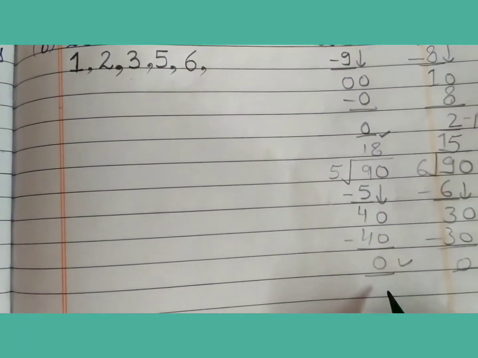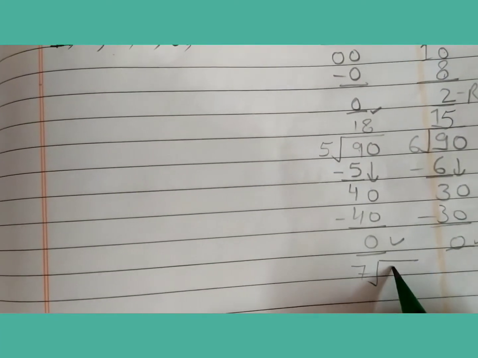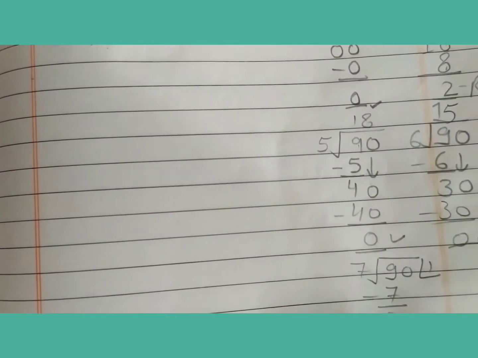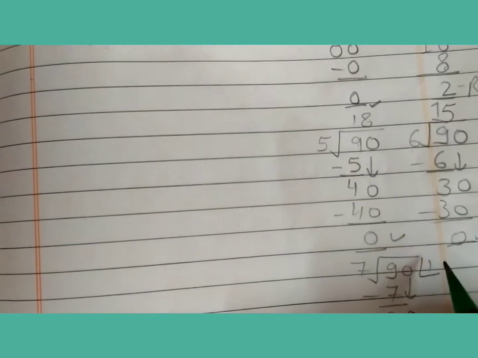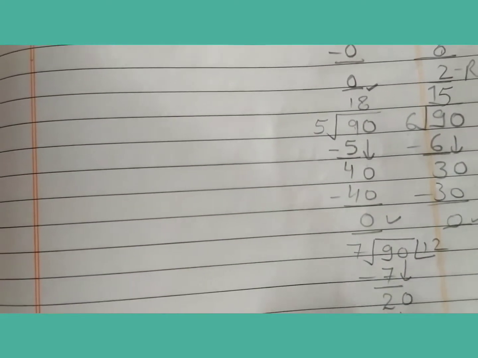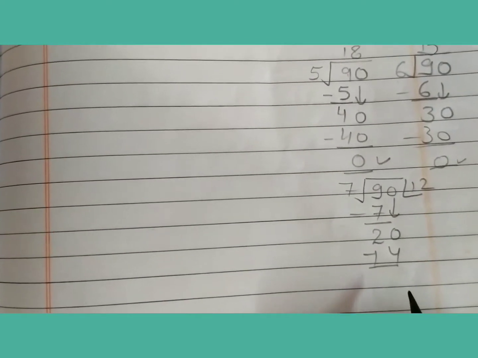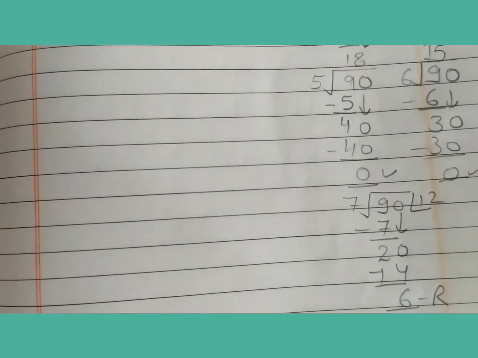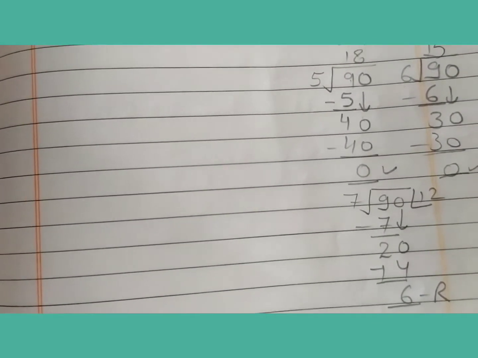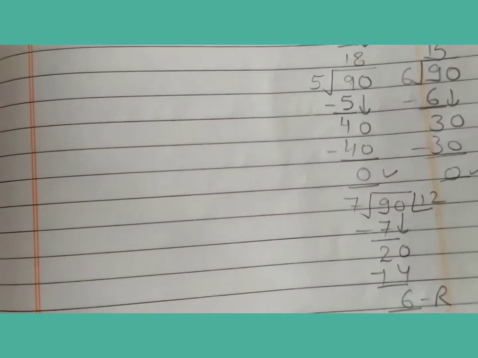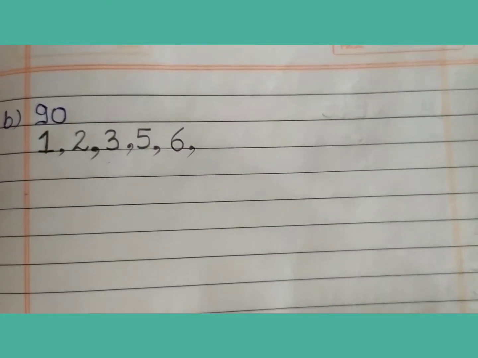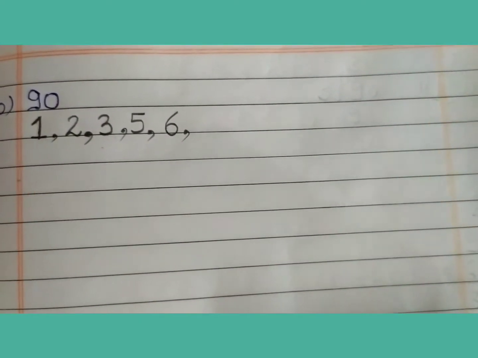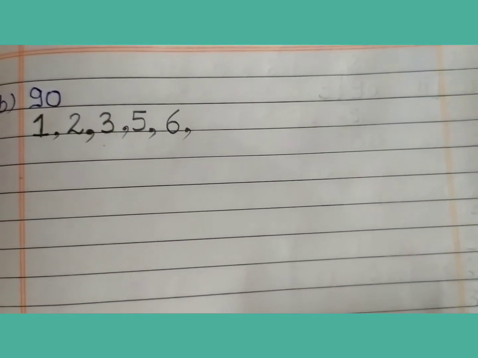Next is 7. 7 ones are 7. 9 minus 7 equal to 2. Write down 0. 7 twos are 14. 20 minus 14 equal to 6. The remainder is 6. So 90 is not divisible by 7. 7 is not a factor of 90. Next is 90 divided by 8. But a remainder is left. So 8 is not a factor of 90.